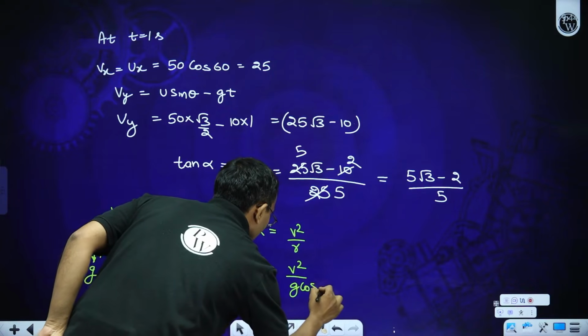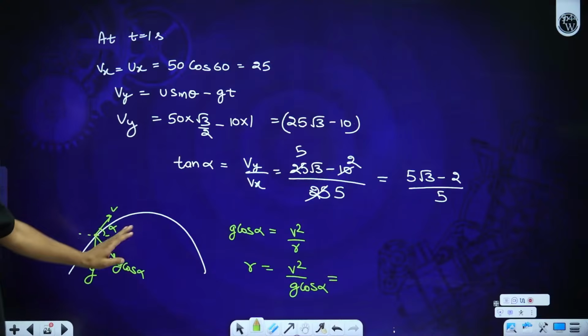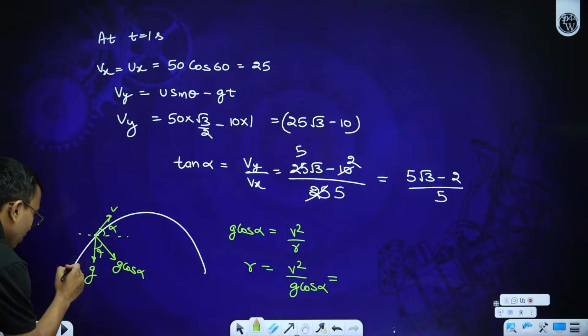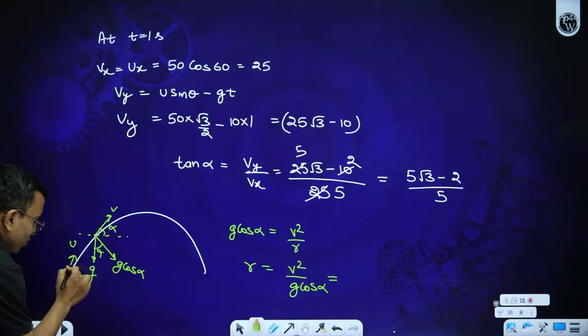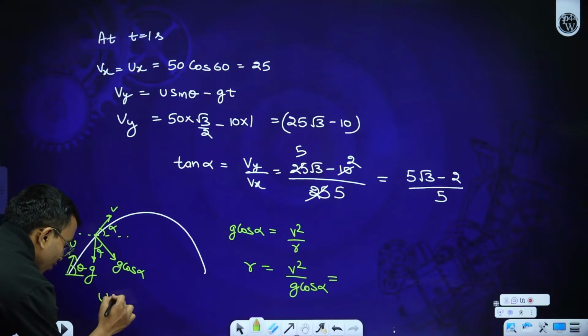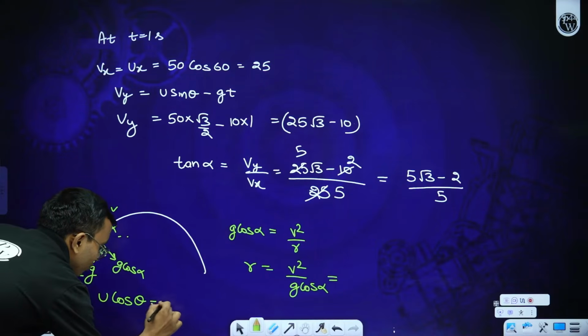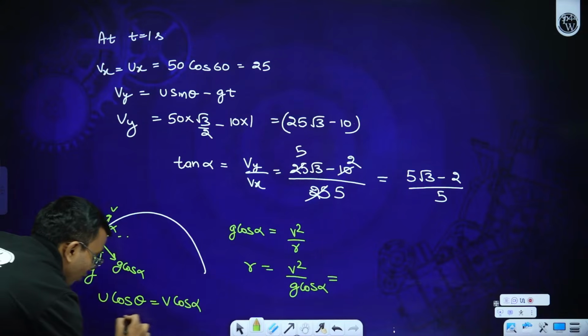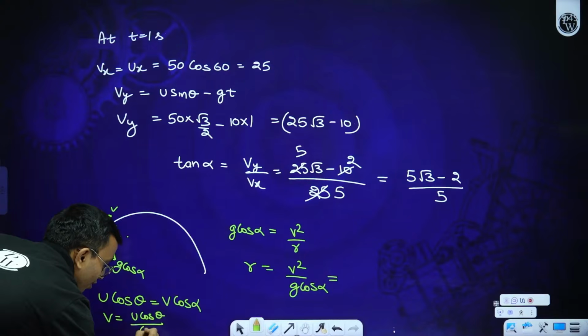Here calculations will be a bit difficult, by the way. What will be v there? How to find this velocity v? Initial velocity was u, this angle was theta. Horizontal components will be same because along the horizontal direction the velocity is not changing. So u cos of theta will be equal to v cos of alpha. So I got my v as u cos theta by cos alpha.